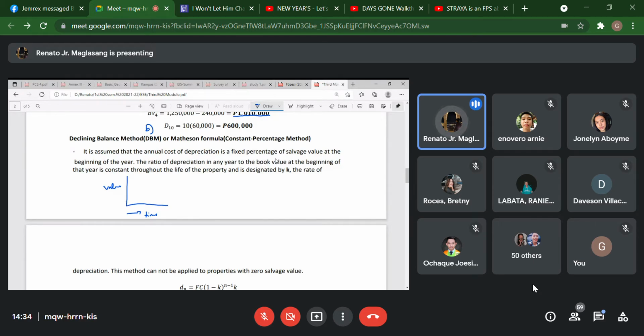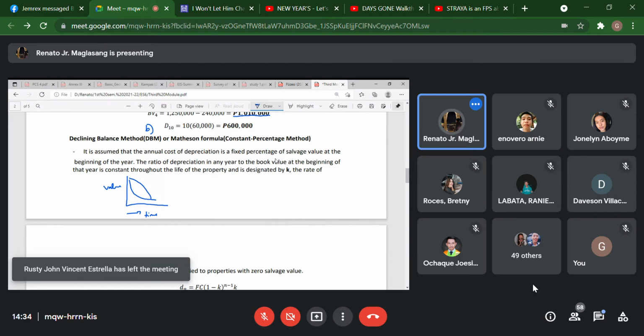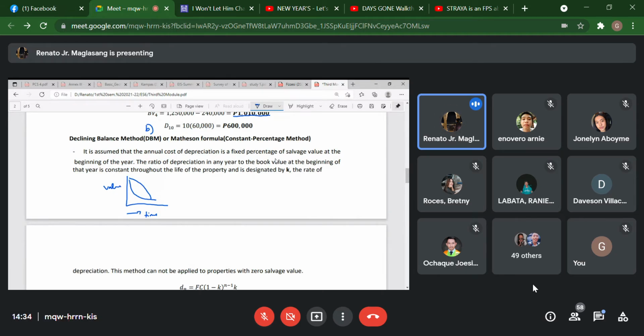So some properties age like this, meaning the value drops faster in the first quarter, then goes stagnant in the last quarter. Whereas some properties also go like this, so it ages slowly, then in the last quarter it ages fast. So basically you can't see properties that age like this.